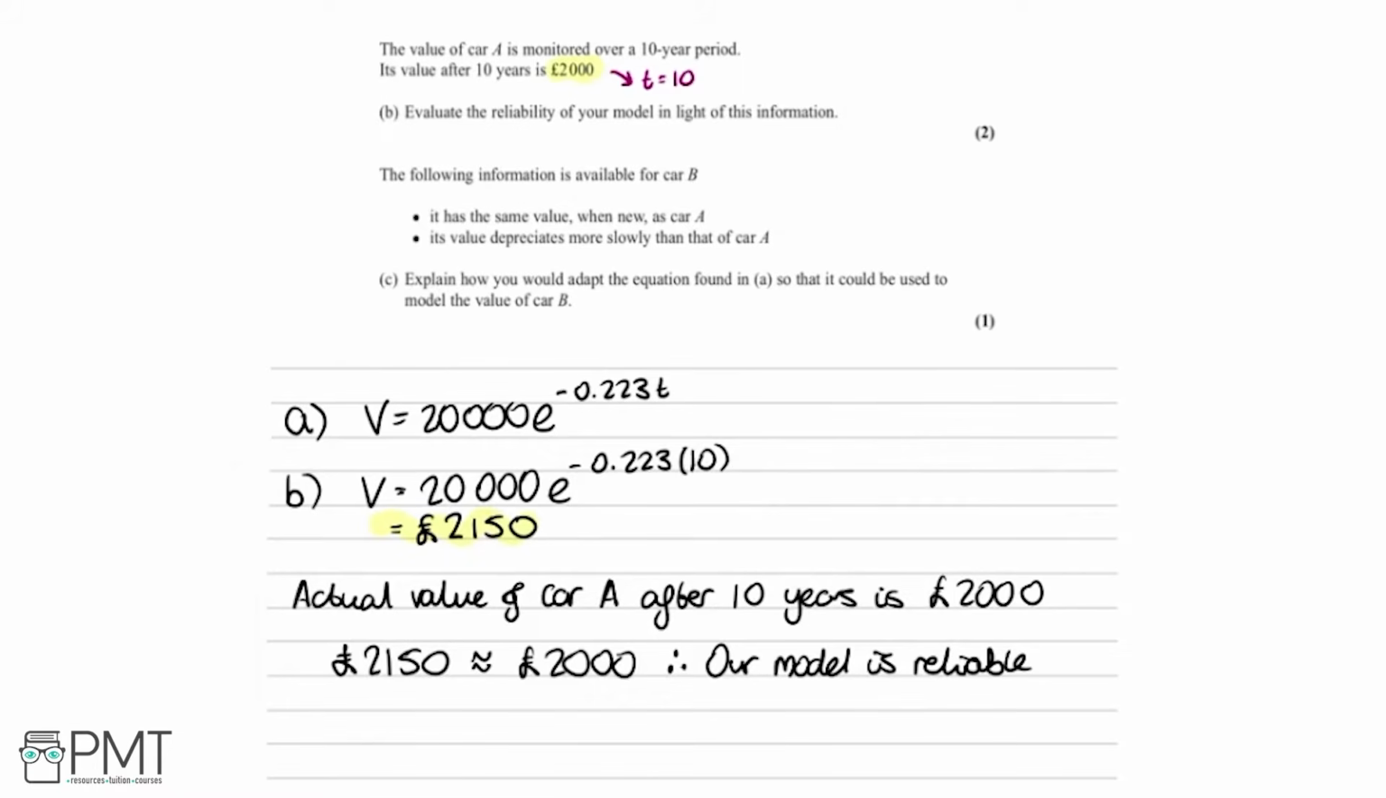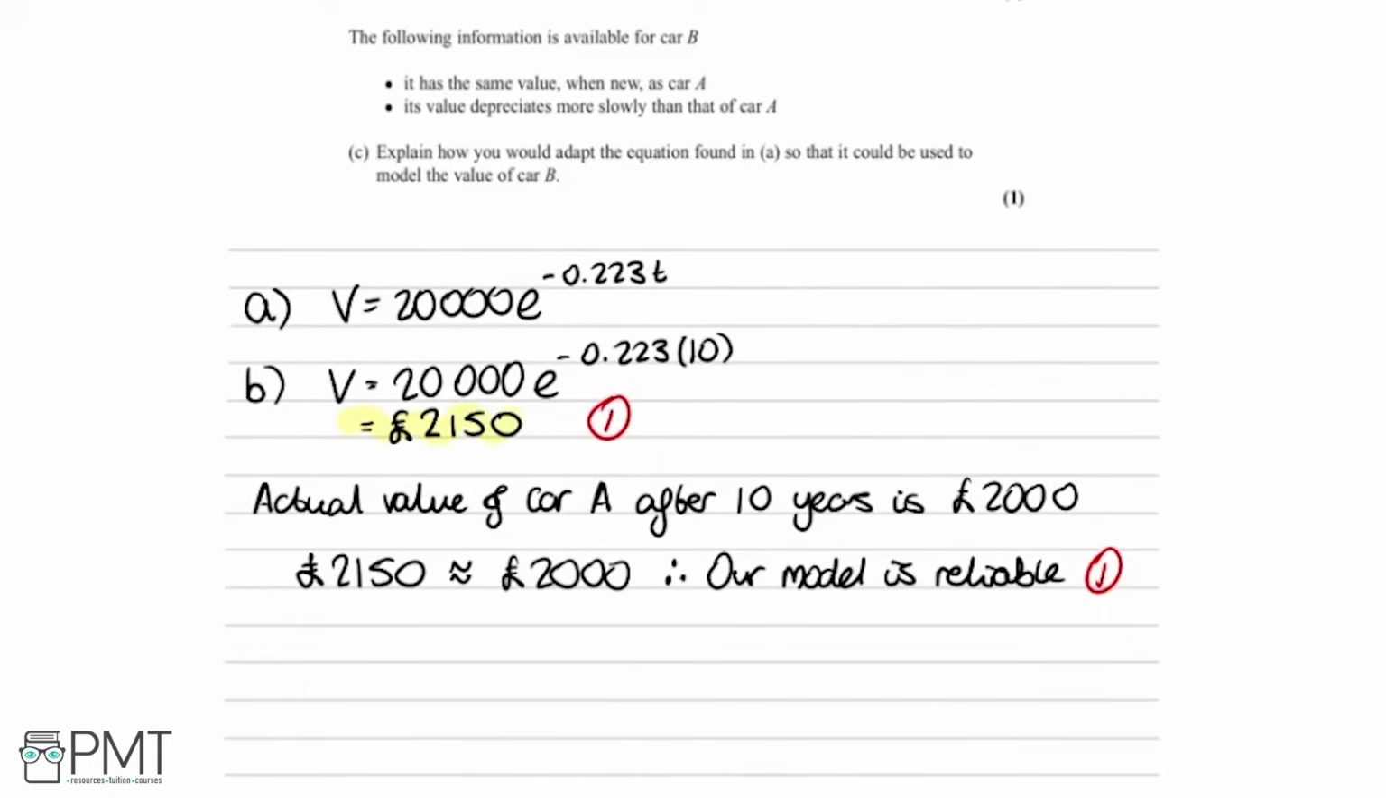So looking to see where we get the marks, we get 1 mark for our work up here, so substituting in t equals 10, and then getting v to equal 2,150. And we get the second and final mark for our conclusion here, saying because they're approximately equal to each other, the model is reliable. Right, so we're going to have a look at part C.